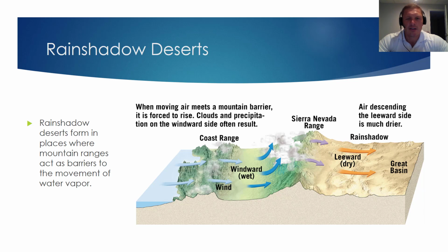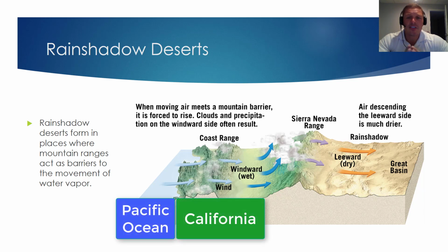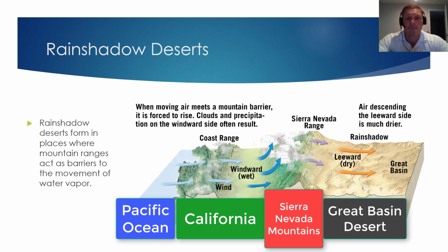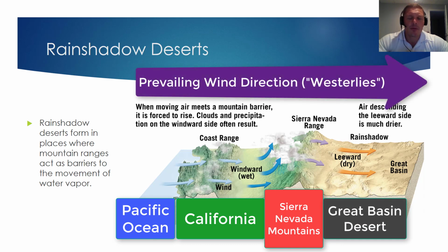In the image shown from left to right, we have the Pacific Ocean, we have California, and then we have the Sierra Nevada mountain range. And on the other side of the Sierra Nevada mountains, we have the Great Basin Desert. The prevailing winds will come off the Pacific Ocean and they will bring moisture.